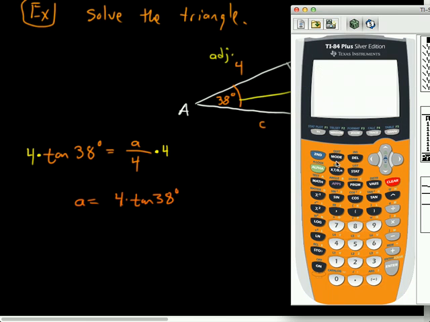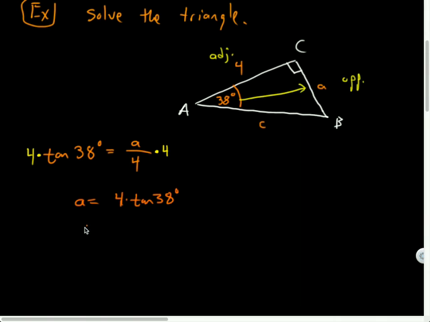I'm going to hit mode. Make sure I'm in degree mode rather than radian mode. Okay, so there's 2 different ways of measuring angles. We're using degree right now. So I'm going to hit second quit out of that. So I'm going to do 4 times tan of 38. And I technically should close this parentheses, but in that current form it also would have worked anyway. And I hit enter, and I get 3.125. So A is about 3.125.